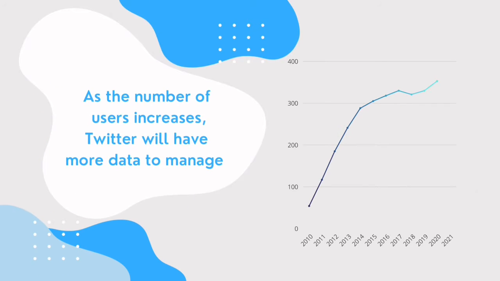Over the years, the number of users of Twitter has kept increasing. As the number of users increases, Twitter will have more data to manage. This data is represented as users' account information and published tweets. Every social media site requires a perfect database design to manage and store this big data.